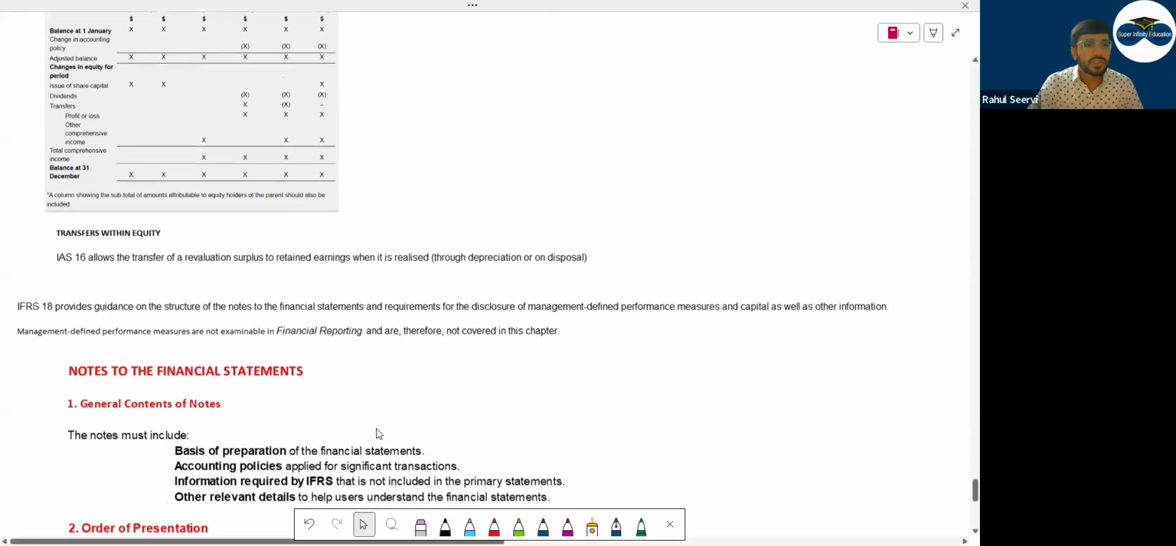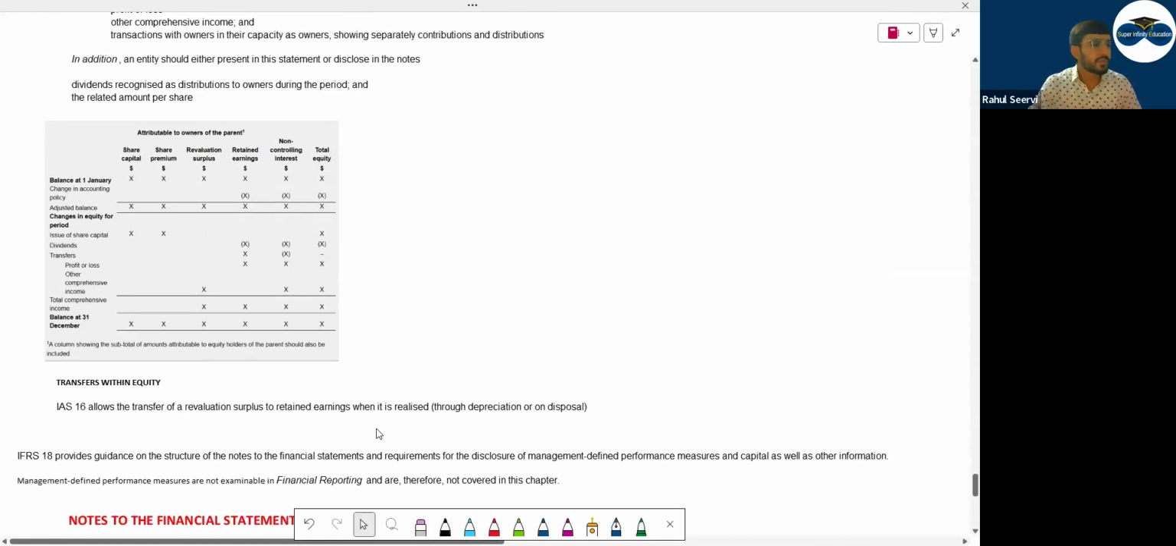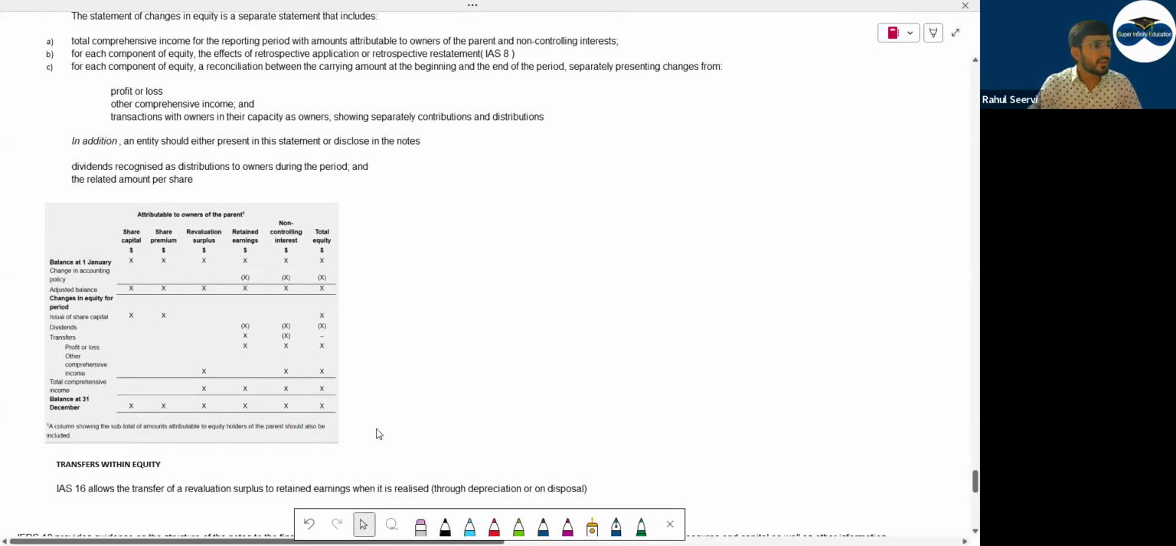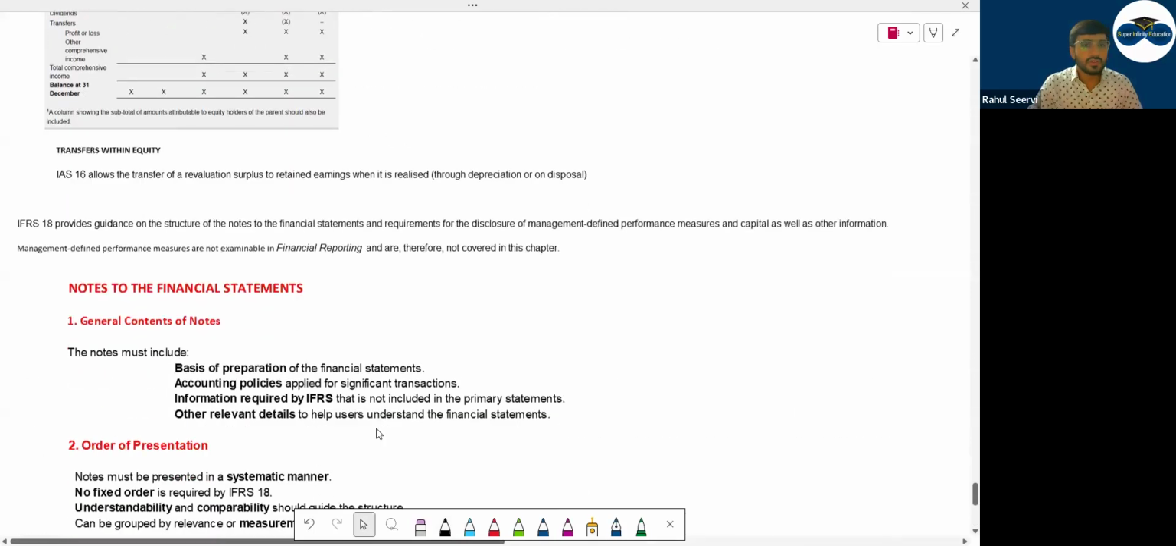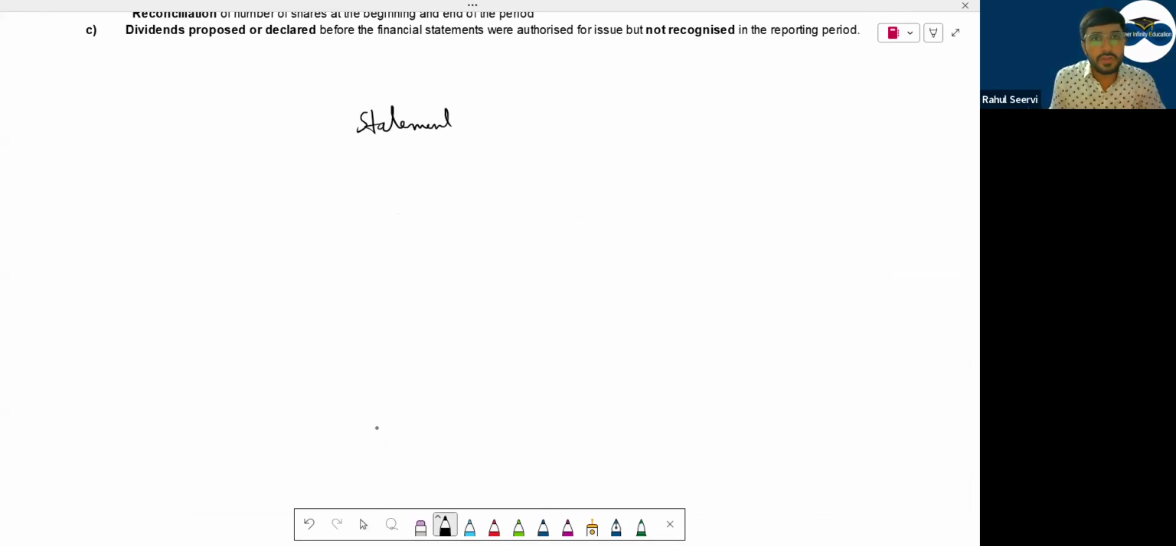Okay, now coming to changes in equity. We'll do this changes in equity format, then we'll start with the practical part. Okay? Now, let me prepare the basic format for your understanding today. Statement of changes in equity.